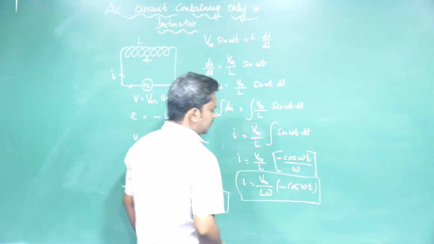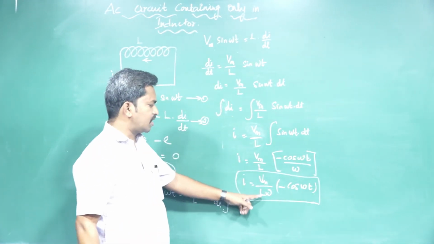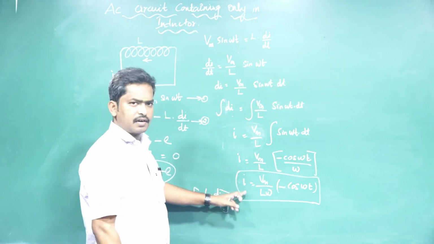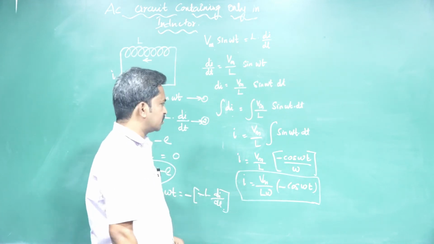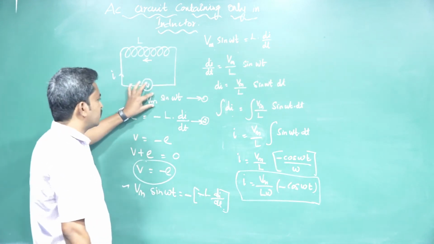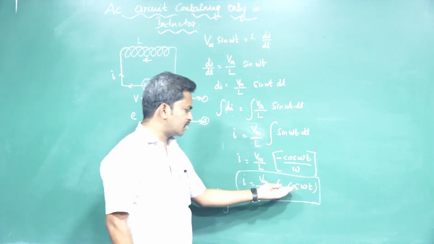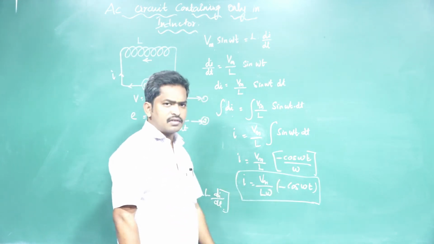So I is equal to Vm divided by L omega into minus cos omega t. This is the alternating current equation. But the voltage is V is equal to Vm sin omega t. This is sine form, this is cos form. I just want to convert this cos form to sine form.